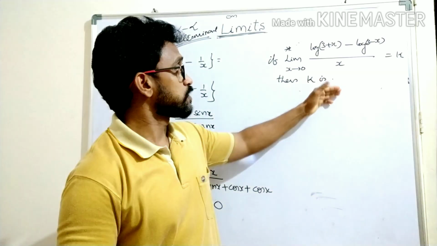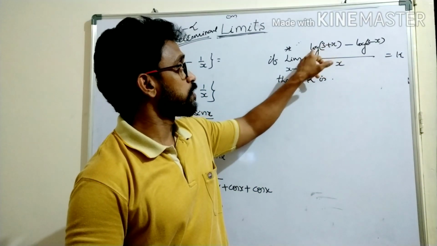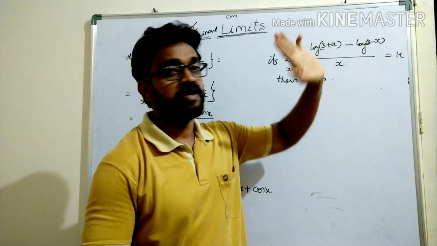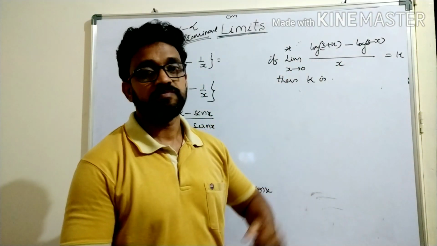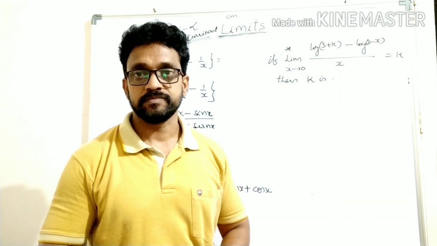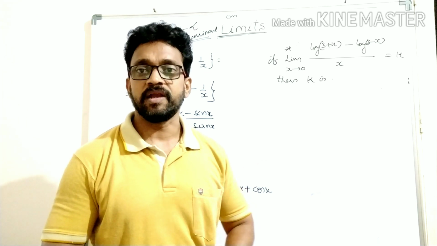Now, primary observation. Replace x by 0, what happened? Log 3 minus log 3 cancelled. 0. Again 0 by 0 form came. Okay. Now, we should apply L'Hospital rule.